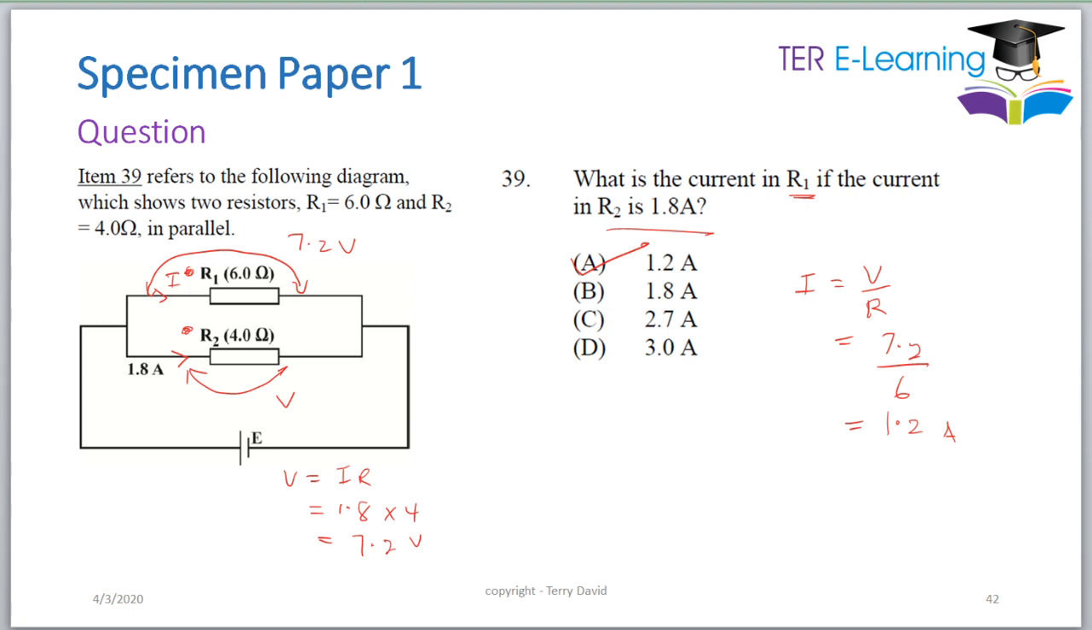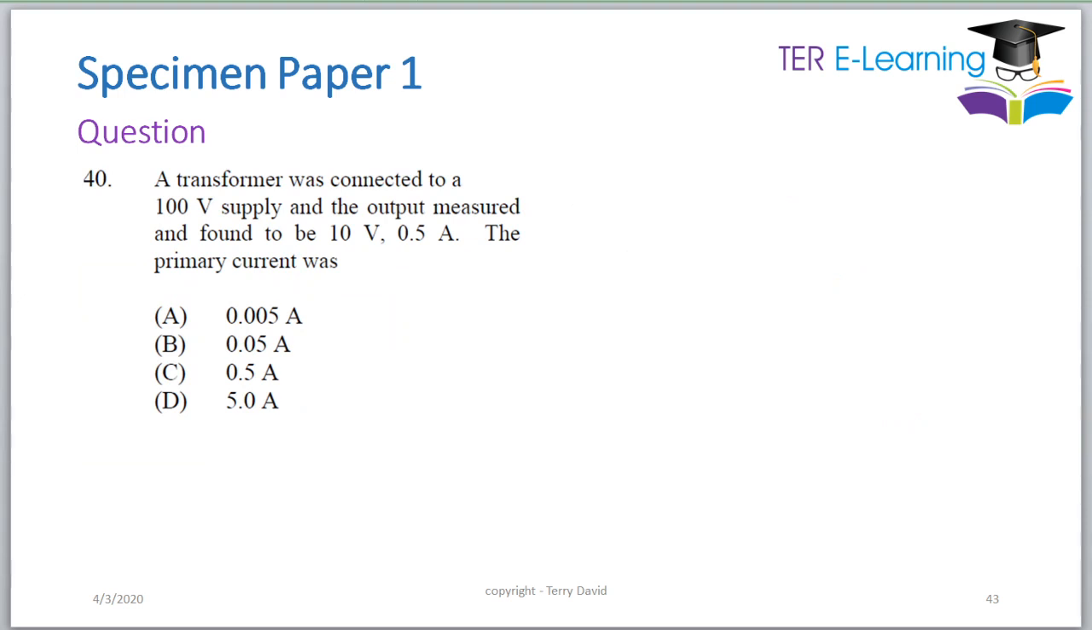All right, so let me go on to number 40. Your transformer is connected to a 100 volt supply, and the output measured is found to be 10 volt, 10 amp. What is the primary current? So you all need to remember what a transformer looks like. Transformer looks like this.